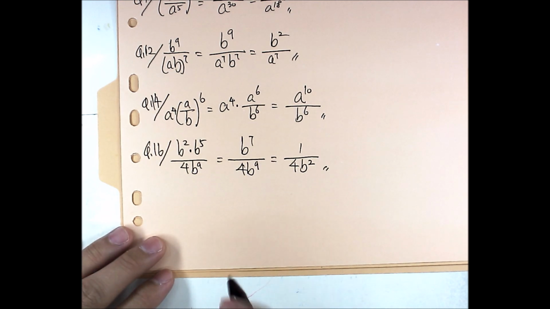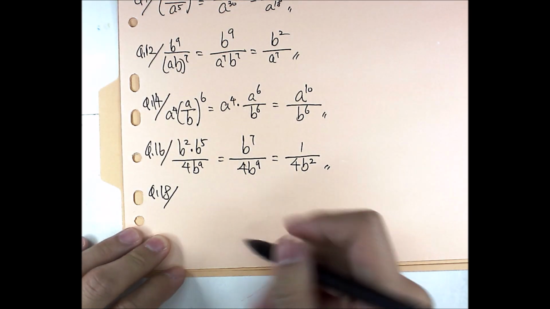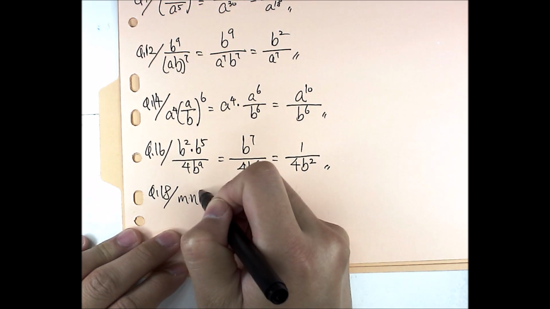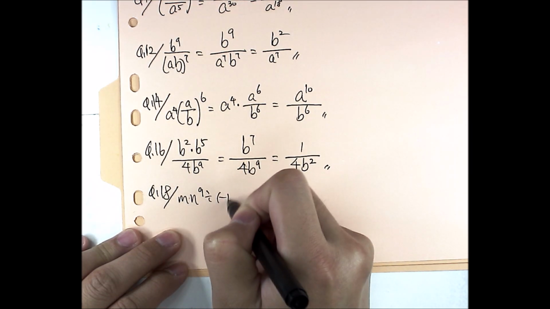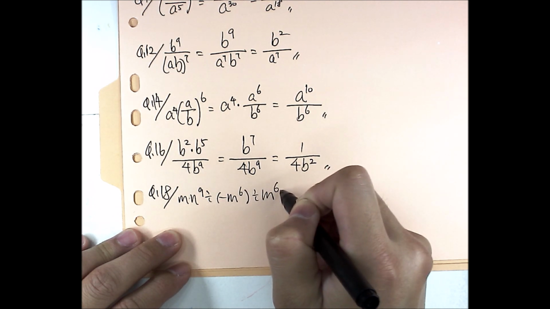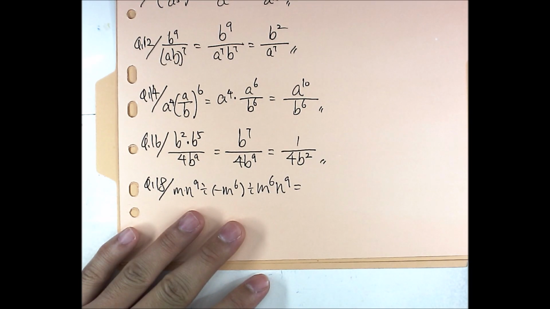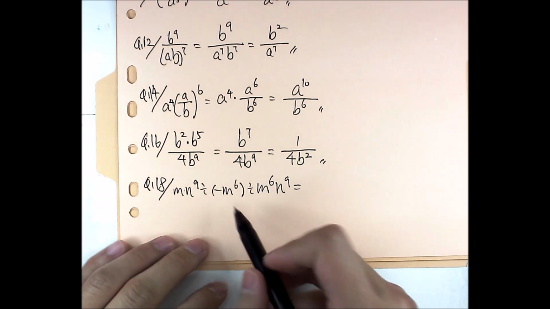Understand? So keep going. We go to 18. mn to the power 9 divided by minus m to the power 6 divided by m to the power 6 n to the power 9. So how to do this? It's a little bit complicated. How to do?